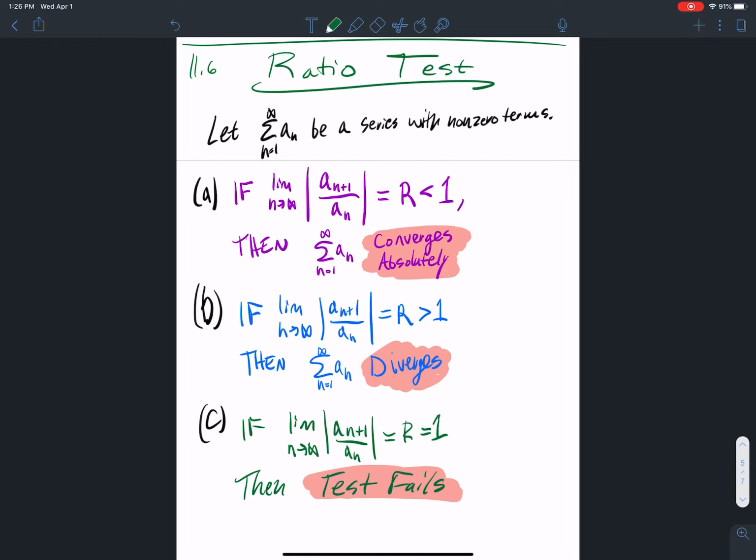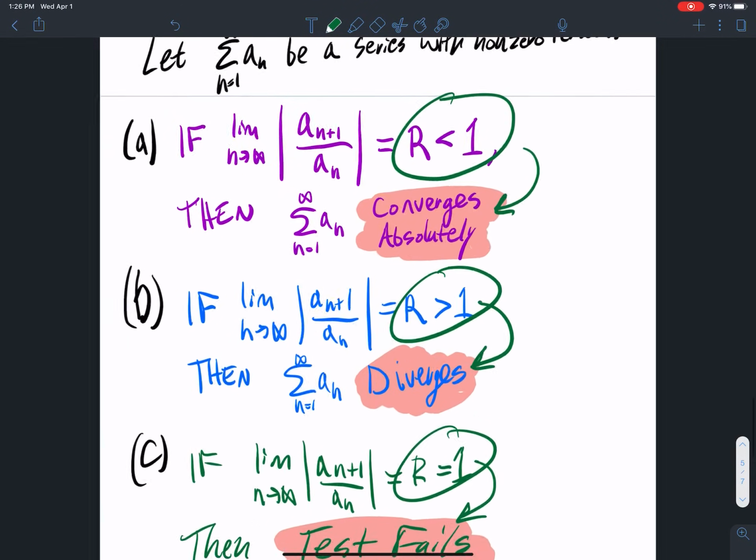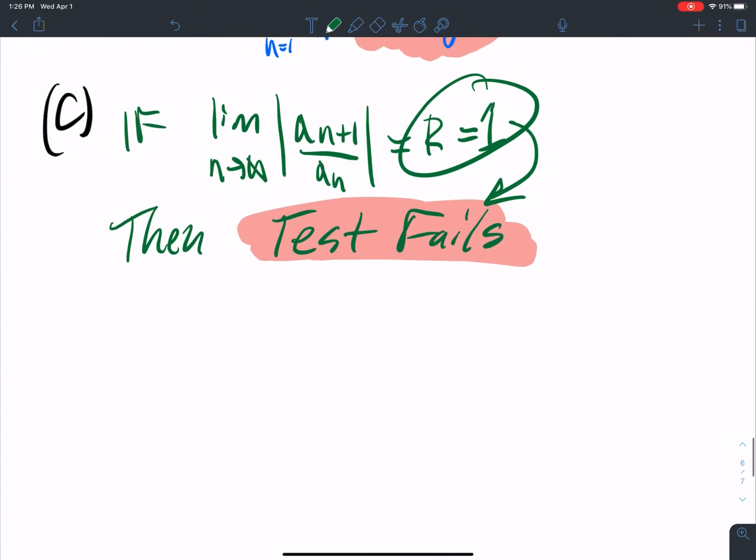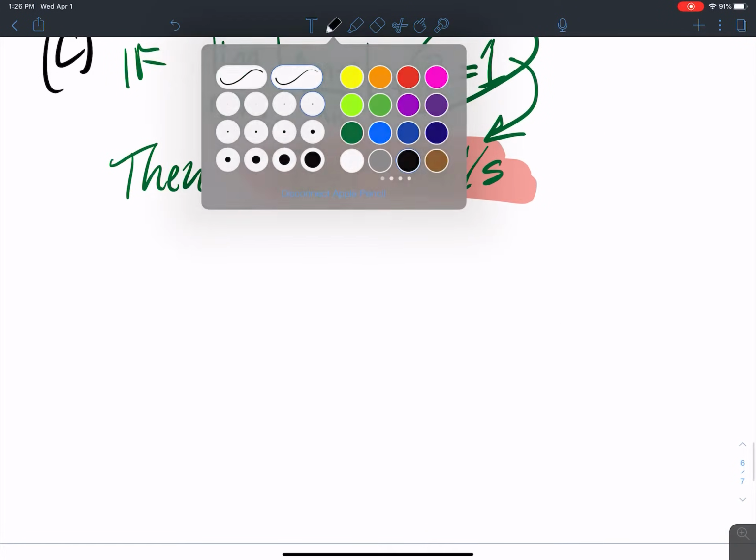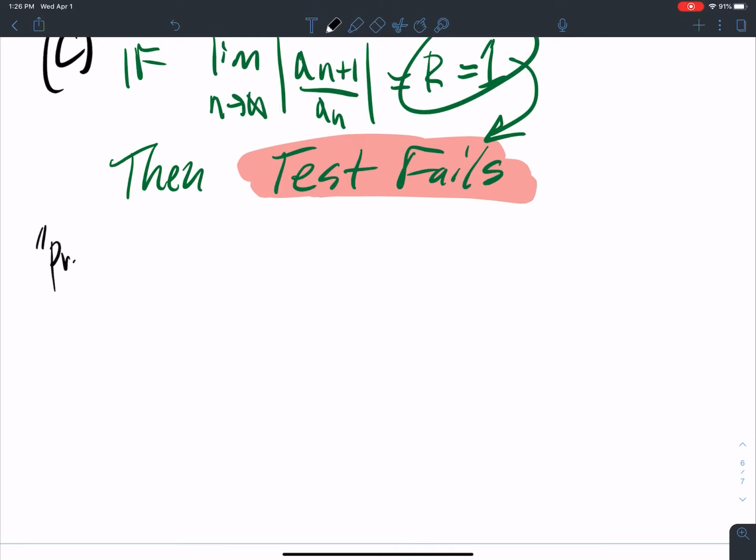So if r is less than 1, converges absolutely. R greater than 1, diverges. R equal to 1, test fails. Okay, think about something where r is less than 1. Hopefully that makes you recall the geometric series. So let's do a fake proof here.